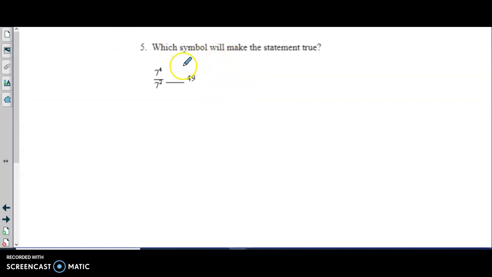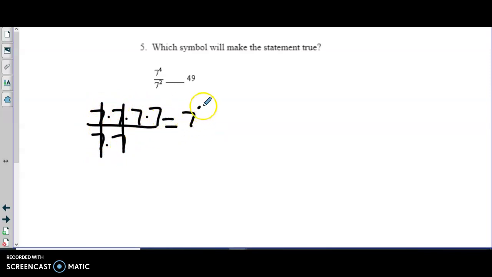Which symbol makes the statement true? All right, so let's simplify this one. We have 4 7s on top. We have 2 7s on bottom, cross out, and we're left with 7 times 7 on top. You could write that as 7 squared, or you could say 7 times 7 is 49. So if we simplify this, we get 49, and we're comparing 49 to 49. Well, those are equal.